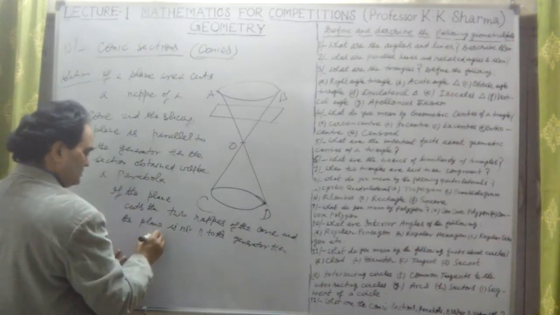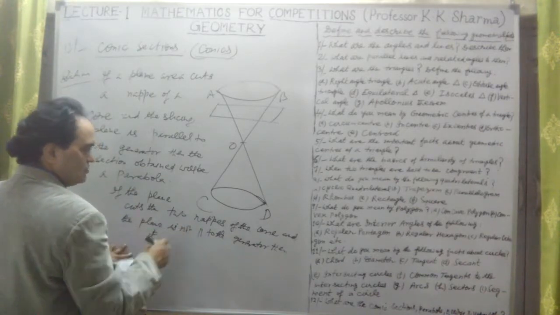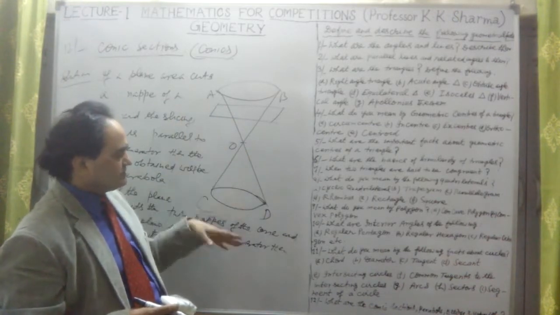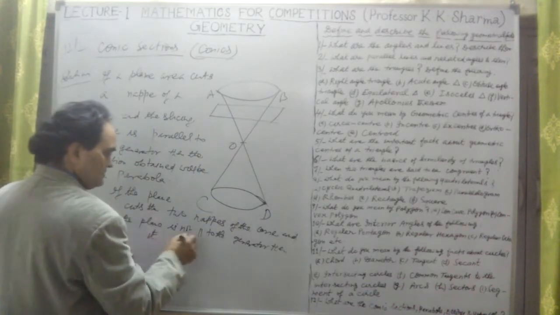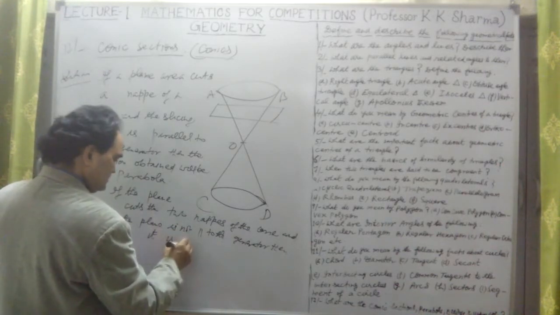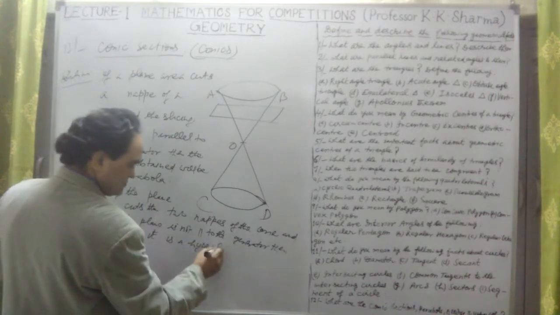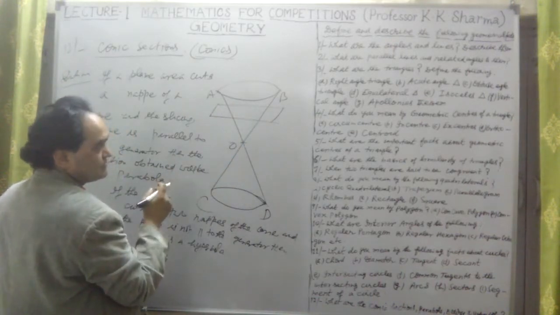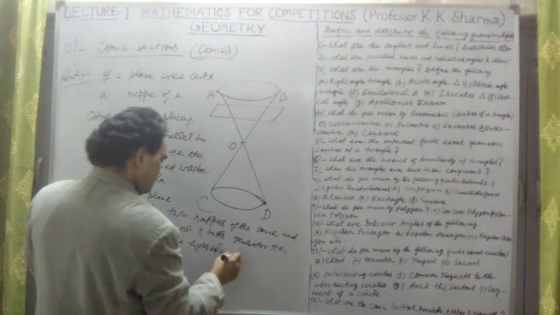Then it is an ellipse. If it cuts one nappe and is not parallel to the generator, then it is an ellipse. If it cuts both the nappes, the two nappes, then it's a hyperbola. If the plane is not parallel to the generator, then it is a hyperbola. And if it is not parallel and it cuts only one nappe, a single nappe, then it is an ellipse. That is ellipse, hyperbola or ellipse.